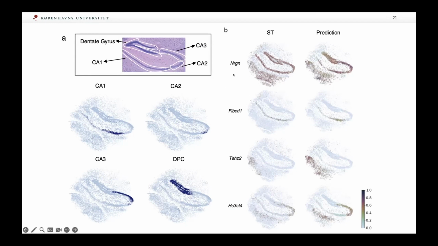And we've also checked the expression of the genes in our prediction. The first column showed the true spatial gene expression of the 4 genes, and the second column showed our prediction. We can see we recovered the overall spatial gene expression pattern of the 4 genes in our prediction.